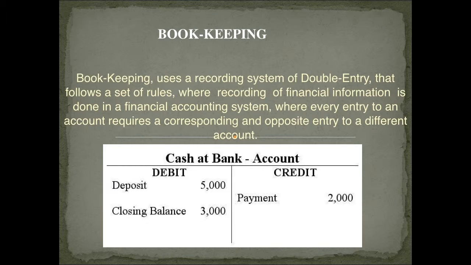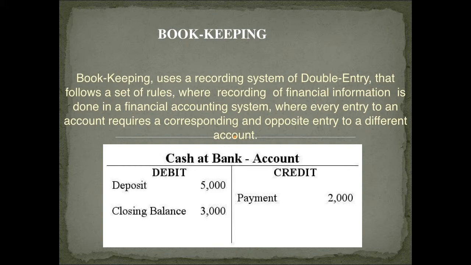As we can see, the diagram shows us the cash at bank account. One of the examples is where we can see the 5,000 shillings that was deposited. The corresponding entry of these 5,000 shillings will go to the capital side on the credit side.